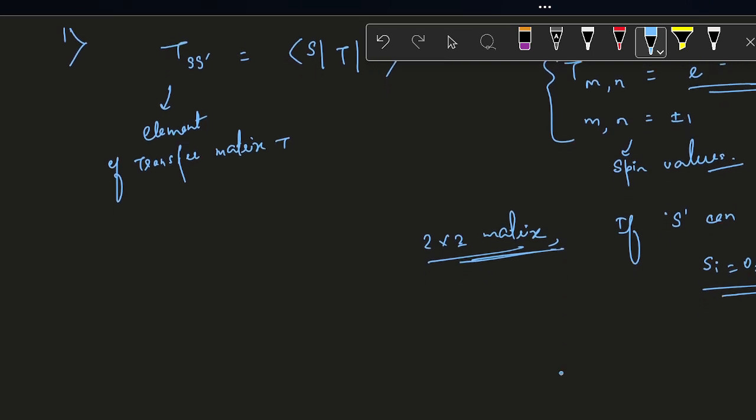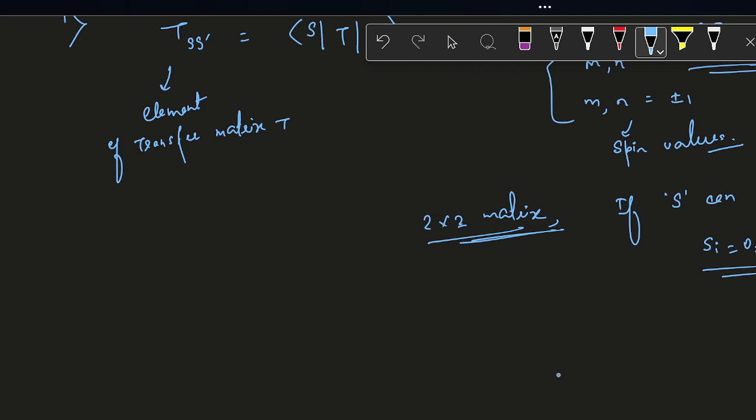Also, if in some problem you are given three possible values of the spin, like S can take values plus 1, 0 and minus 1, then you have to know that your transfer matrix will be a 3 cross 3 matrix. So the matrix dimension depends on the possible values of the spin that you are given in the problem.